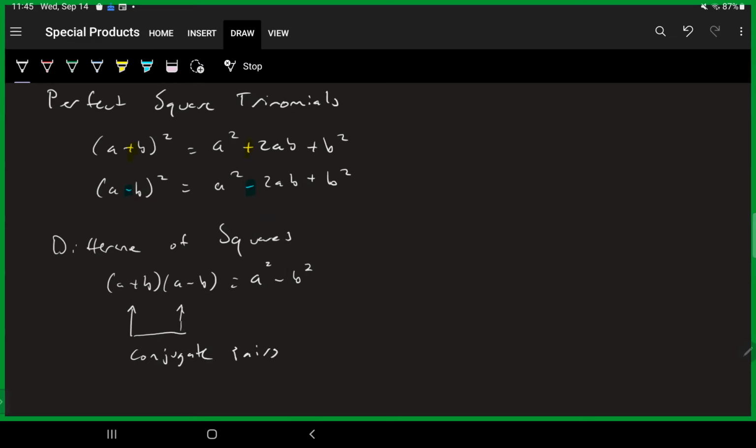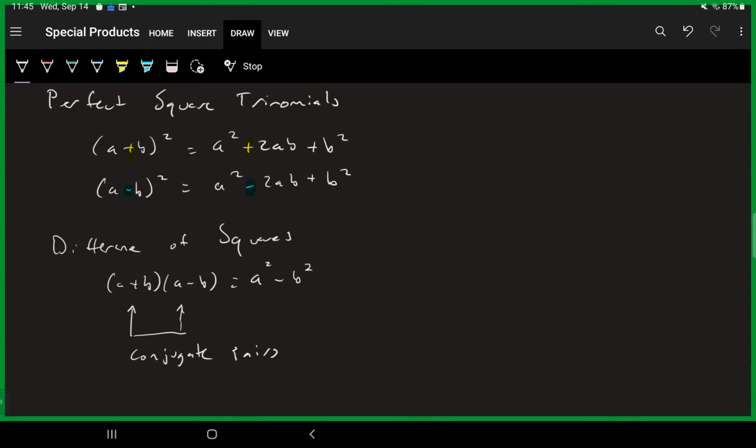When I have a pair of binomials that look the same, but they're off by a sign in the middle, we call those conjugate pairs. And that's going to be really important when we talk about radical expressions and complex numbers. But for right now, if you could just memorize that, it's useful. We'll talk about it again later.